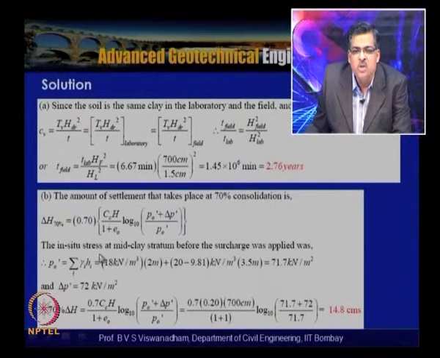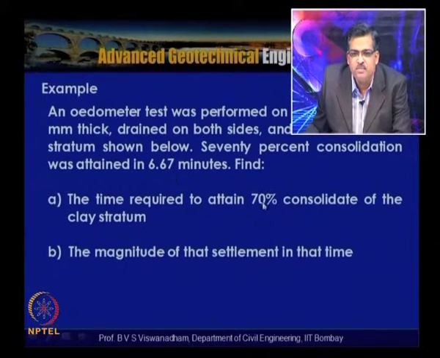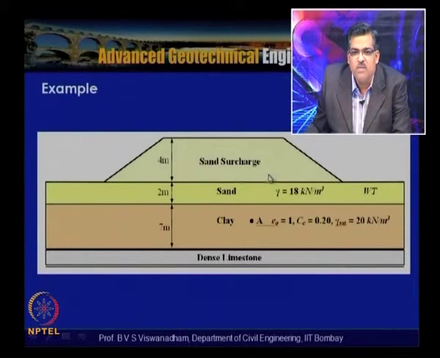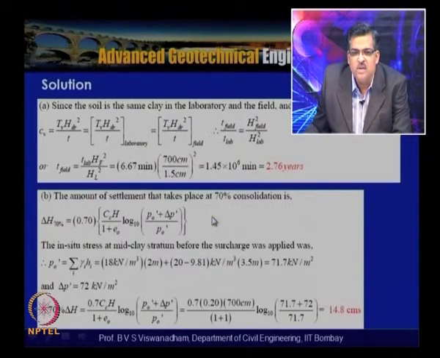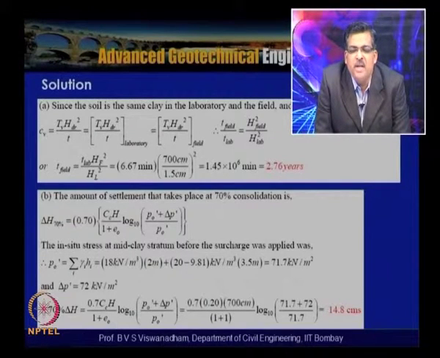The in situ stress at mid clay stratum before the surcharge is applied, that is the effective stress, we can calculate, and delta p dash, or delta sigma dash, is nothing but 72 kilopascals. This can be calculated from the unit weight of the sand surcharge, which gives the increase in the load. With that, we will get the amount of settlement that takes place at 70% consolidation.